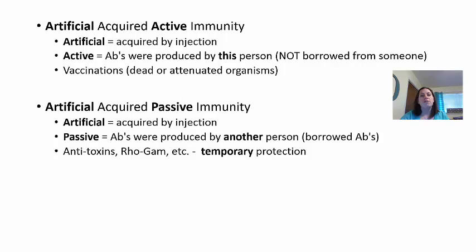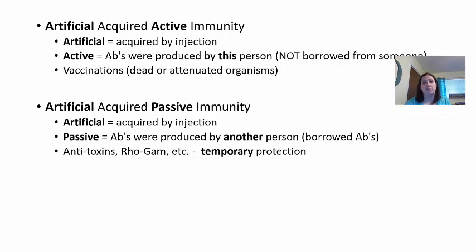The next one is artificially acquired passive immunity. This is artificial, meaning you acquired it by an injection. So again, it's an injection, but this would be where antibodies were produced by another person. They were borrowed. A lot of times this is going to be dealing with antitoxins. Also, the RhoGAM shot is an example of this. We artificially give it to you through a shot, but it's passive immunity, so it's only temporary protection. It's not protection for a long period of time, just for a temporary period of time.